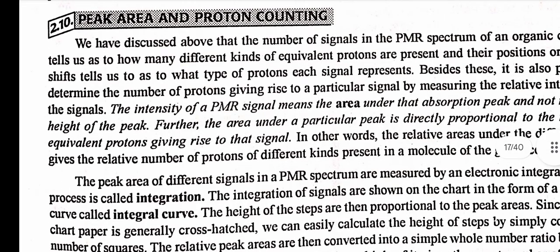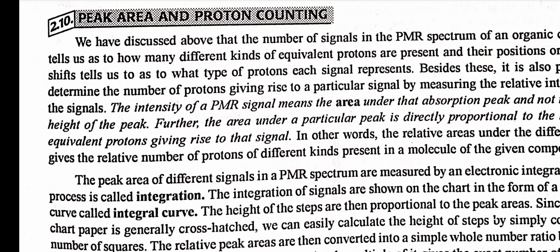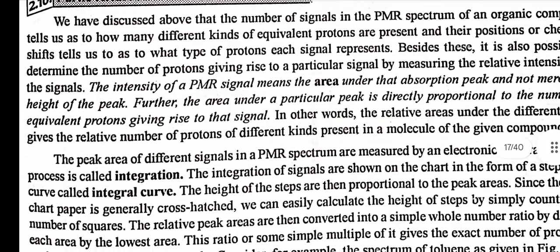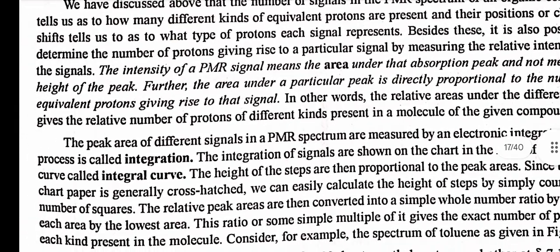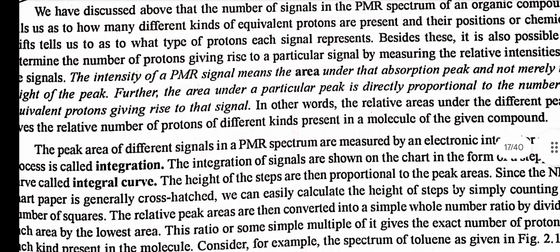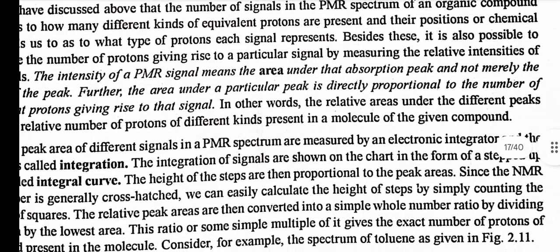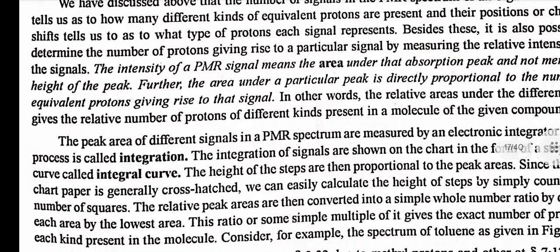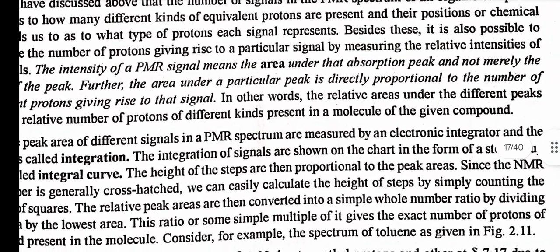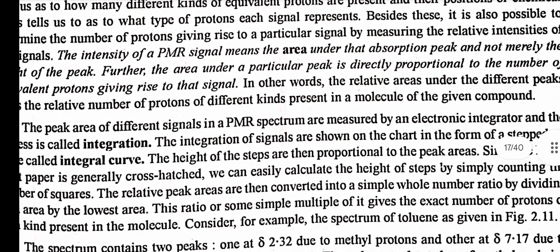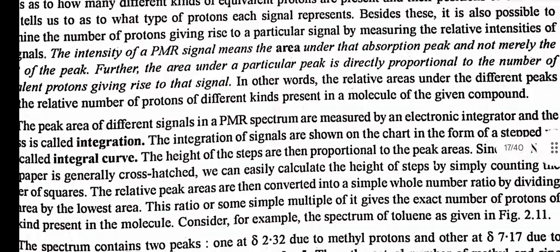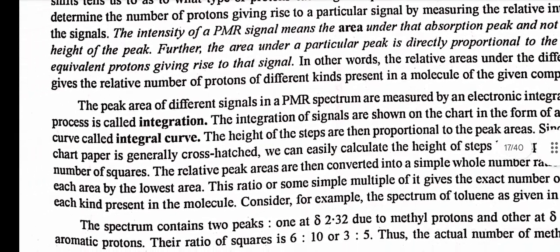Peak area and proton counting. We have discussed above that the number of signals in the PMR spectrum of an organic compound tells us how many different kinds of equivalent protons are present, and their chemical shift positions tell us what type of protons each signal represents. Besides these, it is also possible to determine the number of protons giving rise to a particular signal by measuring the relative intensities of the signals. The intensity of a PMR signal means the area under that absorption peak and not merely the height of the peak.